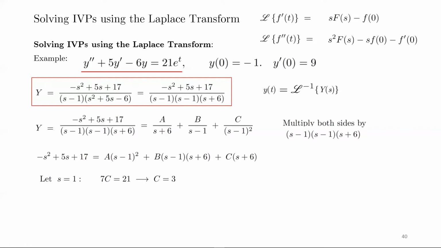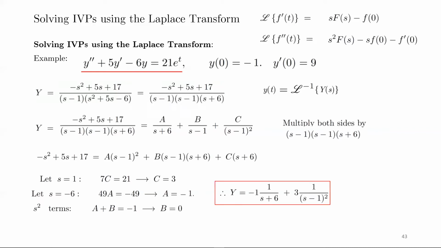Similarly, I can do the same thing. I can let s equal negative 6, because that is going to cancel out this b term here and this c term, and I can find quite simply that a is equal to negative 1. And then to find the other unknown b, I'm going to look at the s squared terms. On the left hand side I have negative 1 s squared term. On the right hand side I have 1a plus 1b s squared terms here. So clearly I can see that b equals 0, and I can write my solution y of s like so. Negative 1, so this is a, times 1 over s plus 6, plus 3, which is c, times 1 over s minus 1 squared.